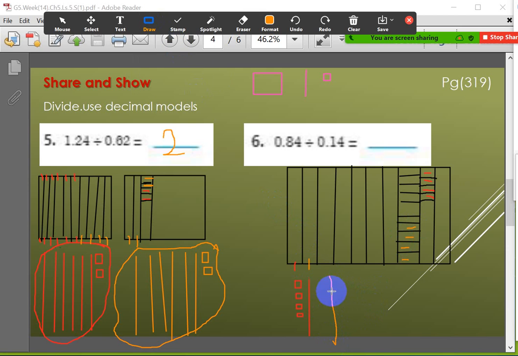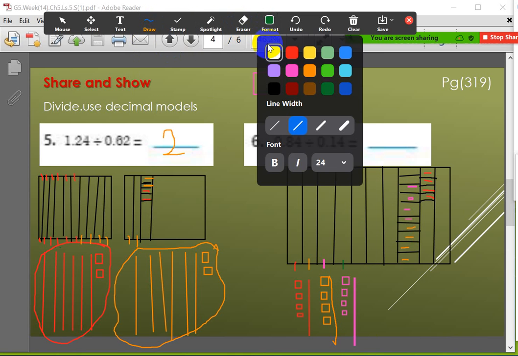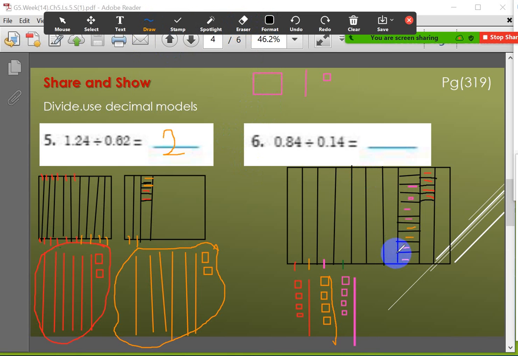Now in another color, the pink color, 1 long and 4 small cubes. 1, 2, 3 and 4. So this is the third group. Now another color, 1 long, and I will divide the model also. Here the second one. Okay, just 1 minute, girls.